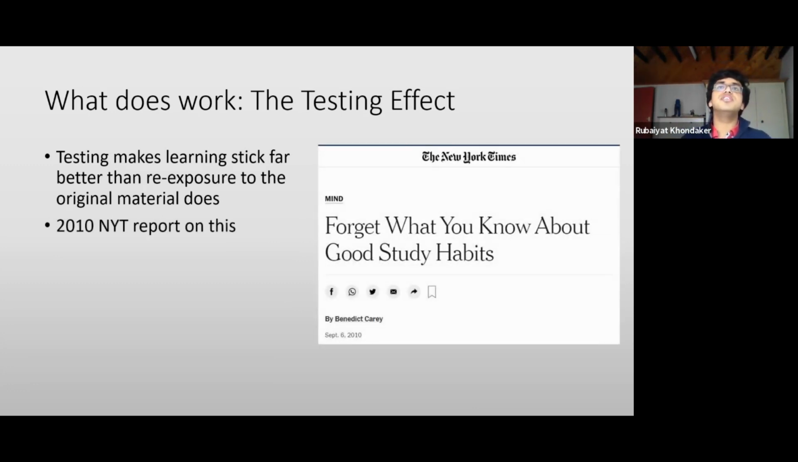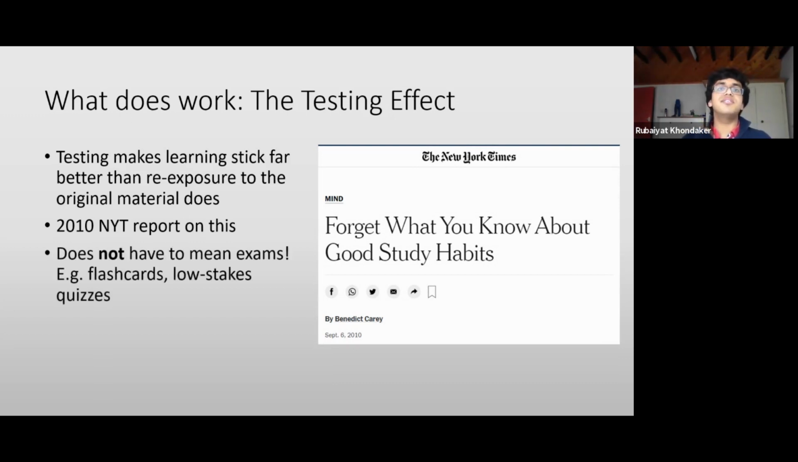There was like a 2010 New York Times report on this, where they did a study where they had two groups of students who were given a text to read. One group was immediately tested on the text after they reread it. They just had one test. And another group weren't tested at all. Then what they found was that a week later, the students who'd been tested on the text immediately after they read it retained like 50% more of the information than those who had just read it. And that was all from one test, and that's after a whole week.